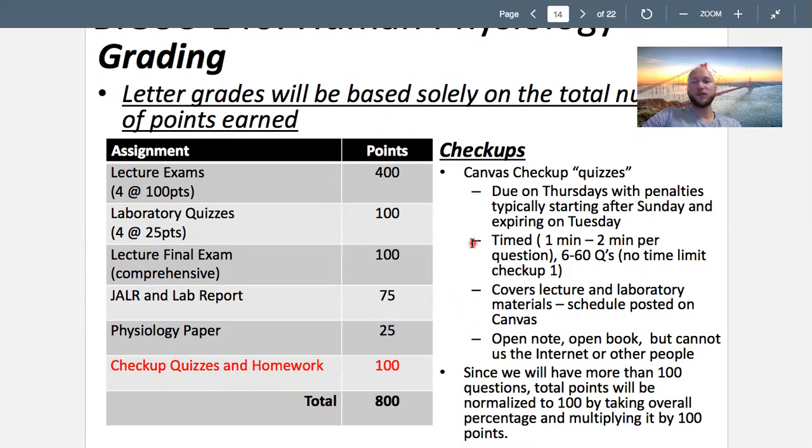The first checkup, there's going to be no time limit, but the checkups, just like the lecture exams, comprehensive final, and laboratory quizzes, are going to be timed. You'll get 1 to 2 minutes per question. Most of the checkup questions will be A, B, C, D, or true or false. But you'll get 1 to 2 minutes per question.